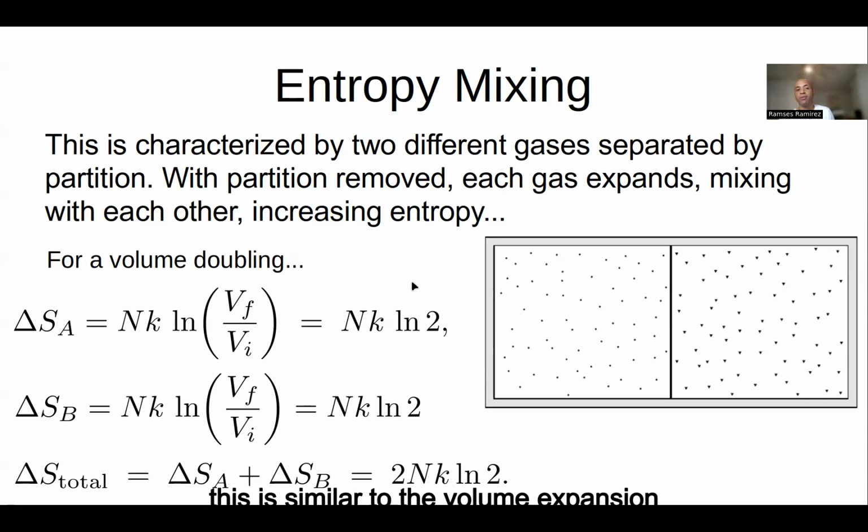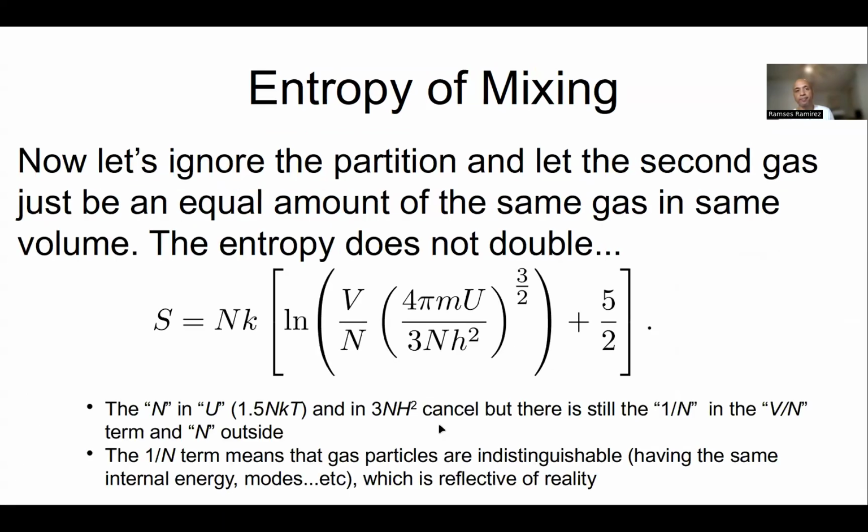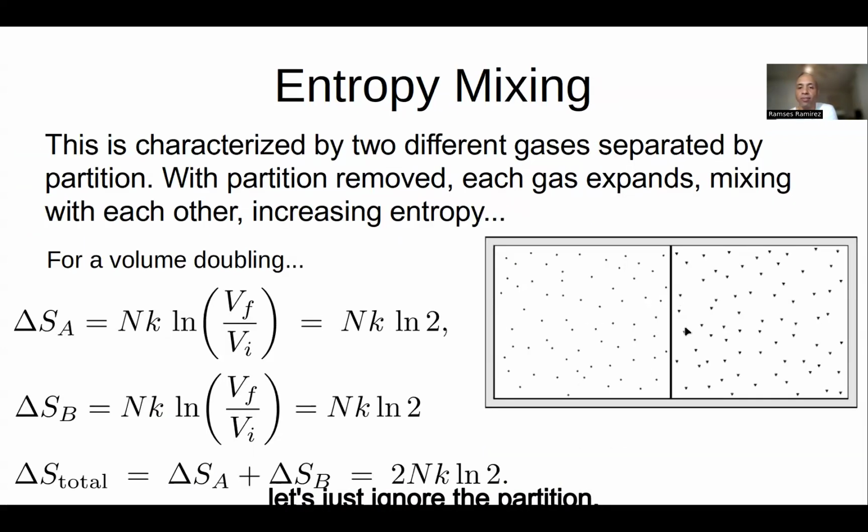Right. So this is similar to the volume expansion we talked about before, but not really. Now you have two different gases and they're both adding to the entropy change. So it's like 2nk natural log of the volume change in this case. Now the final case is, let's just ignore the partition. You just have one gas, whether it's helium or argon or whatever, 1 mole or whatever amount of gas you have, encompassing this whole container.